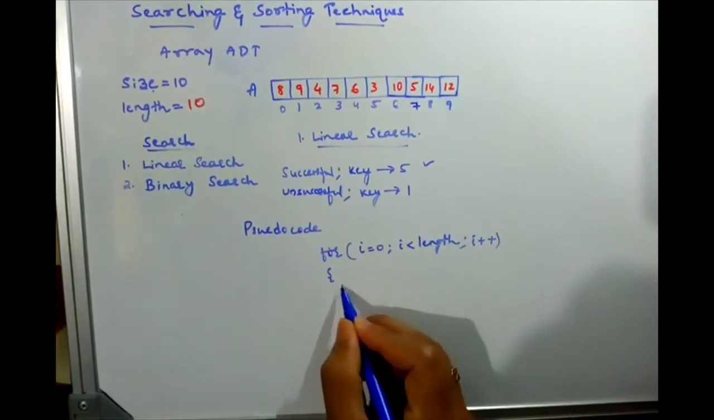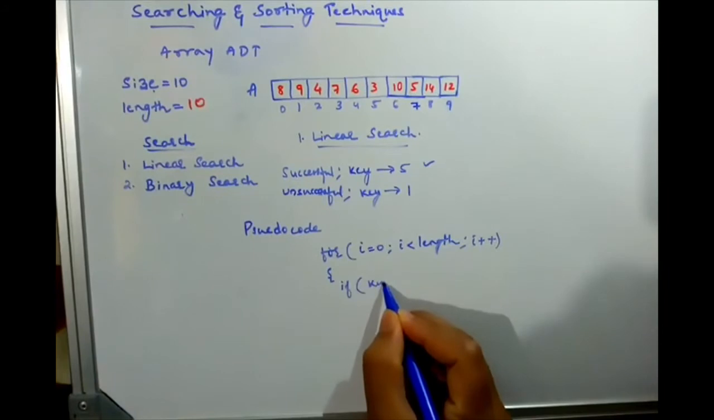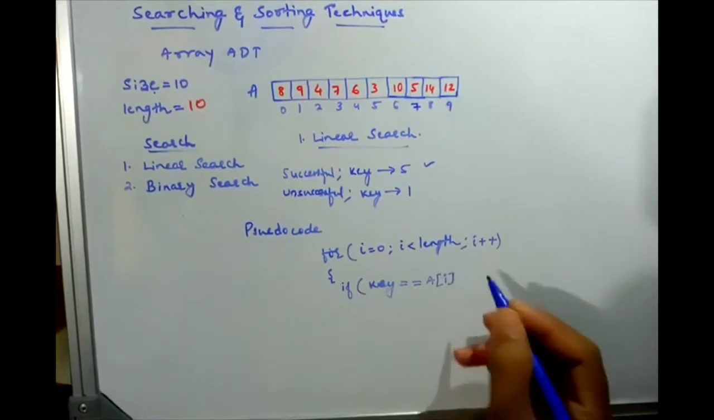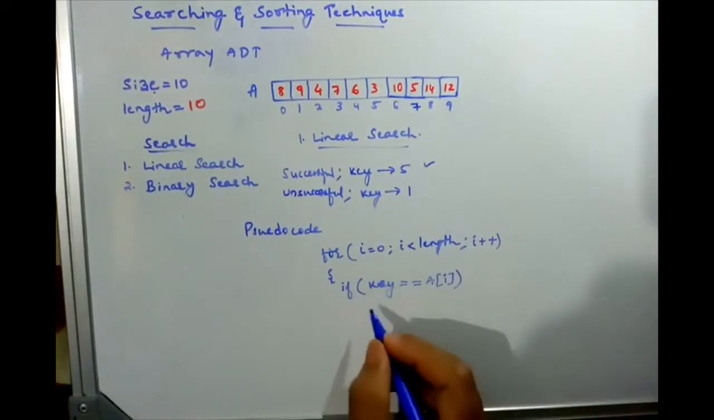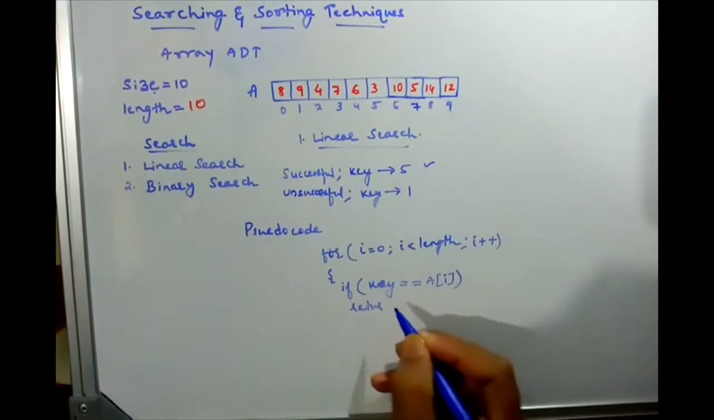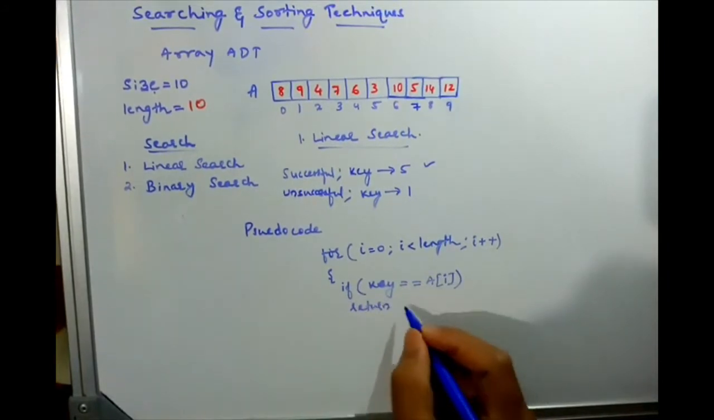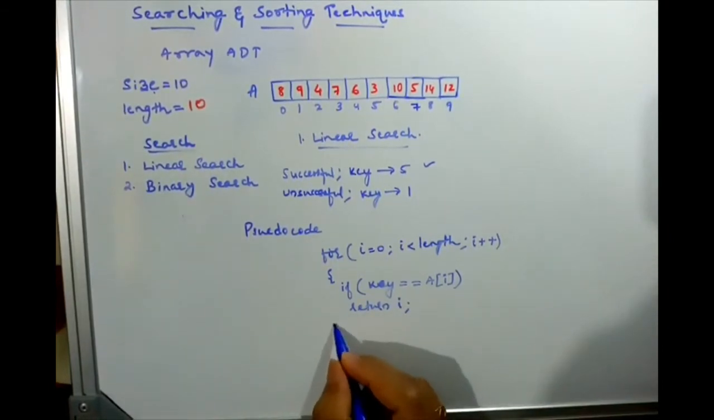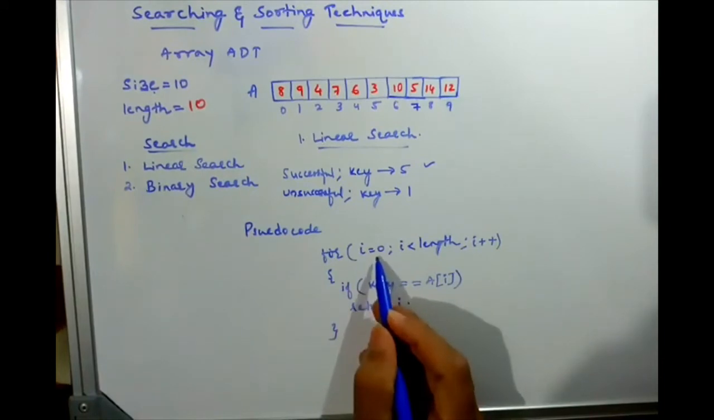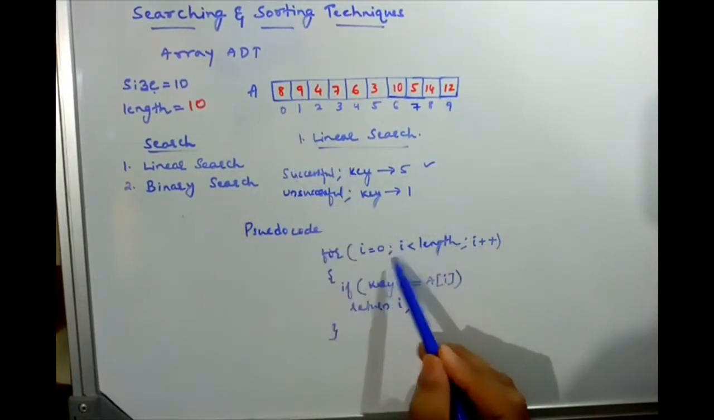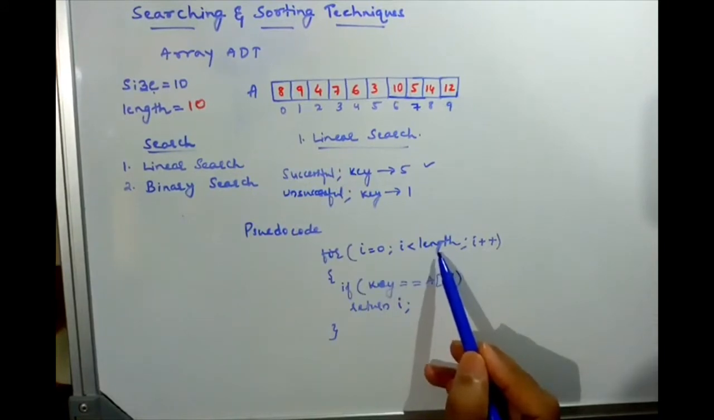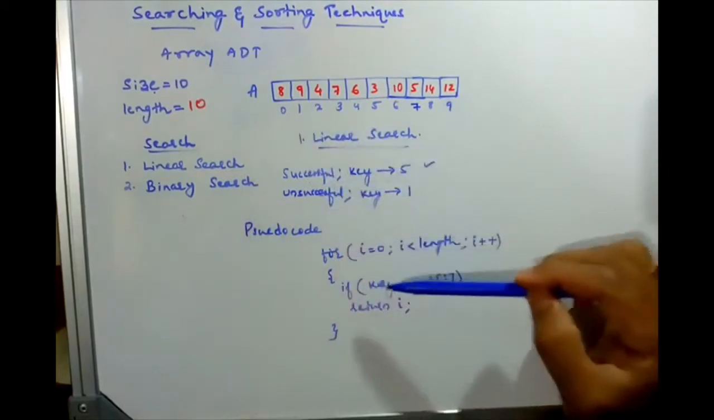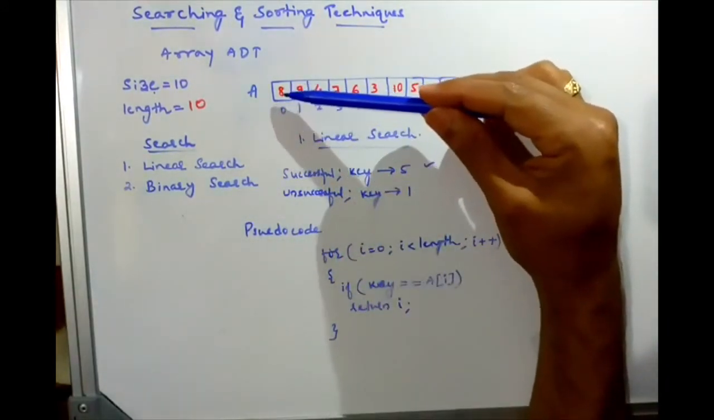Then we'll check for a condition. If key is equal to a of I, that is what we did. If it is true, then it should return I, the index I, as the answer for us. So initially I equal to 0, 0 is less than 10, the length. Yes, it checks this. Is key, that is 5, equal to a of 0? A of 0 is 8, is it equal to 5?